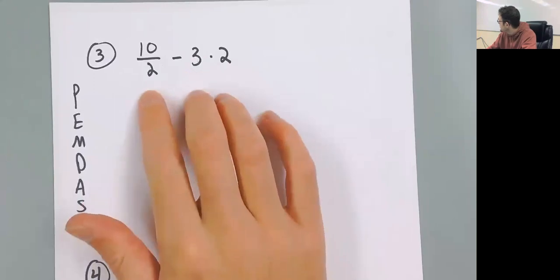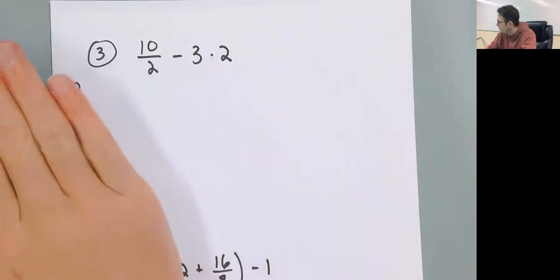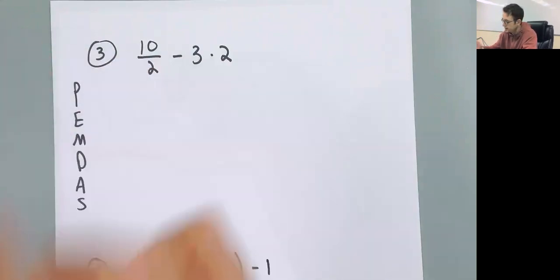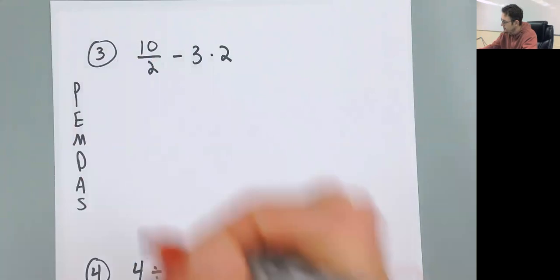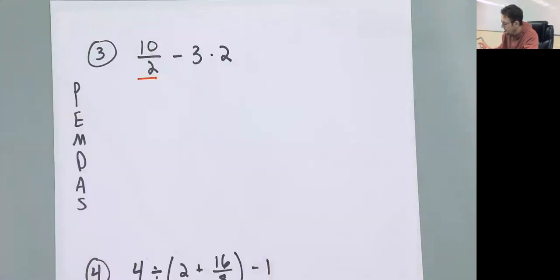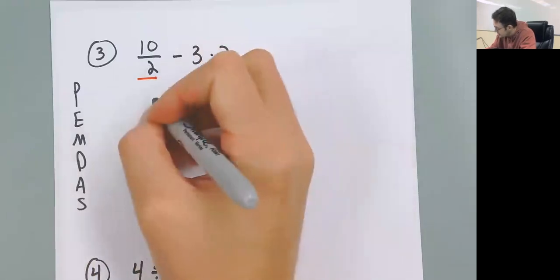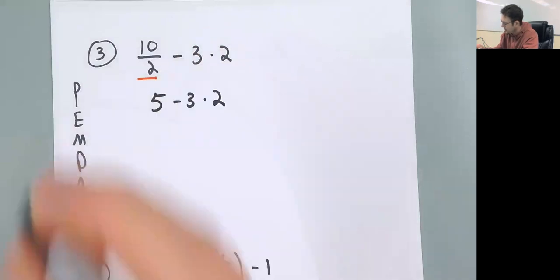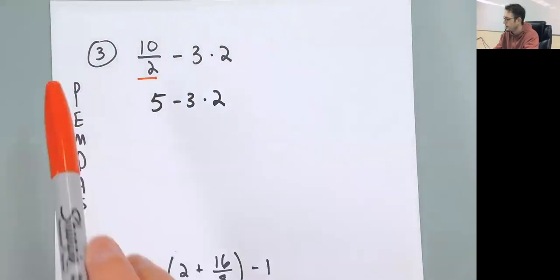This is finally an example where you look at it before you look at PEMDAS and see if there's just something you can simplify. And I can just simplify this. So I just want to simplify that. So that will become 10 divided by 2 is 5 minus 3 times 2. All right. Now I look at PEMDAS.